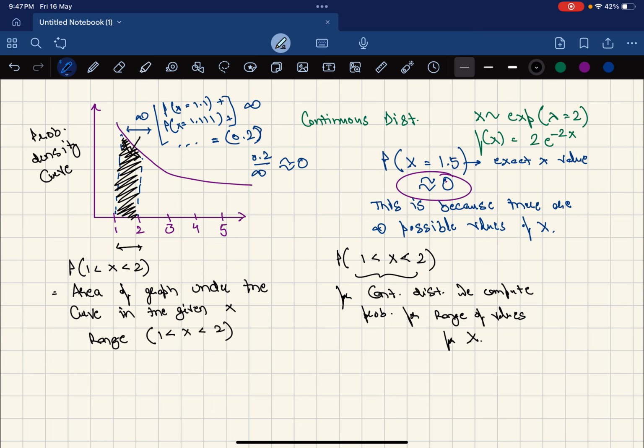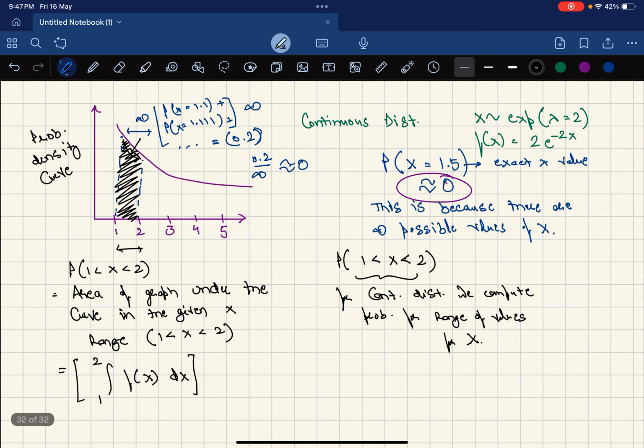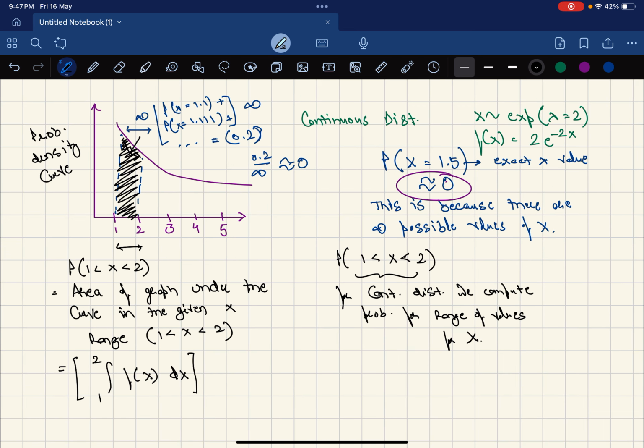Now, if you remember, how do we calculate the area under a continuous curve in any x range? It is actually calculated using an integral from 1 to 2, because that is the x range which is required, and we simply integrate the function with respect to x. This definite integral will give you the area between the curve and the x-axis, and we are integrating it in the range 1 to 2. Therefore, we get the probability of x lying in the range of 1 to 2. So this is how we compute probabilities for continuously distributed variables using integration or using area under the graph in the required x range.